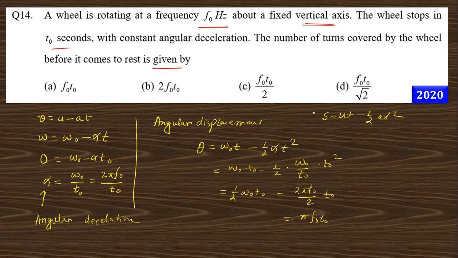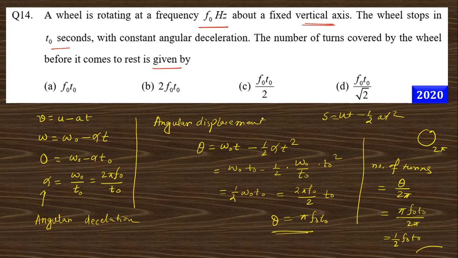This is theta, the angular displacement, and the question is the number of turns covered by the wheel before it stops. For a single turn, the angular displacement is 2 pi. So the number of turns will be total theta by 2 pi. Theta is pi f0 t0, divided by 2 pi, so this becomes half f0 t0. This is the answer of this question. Go to the next question.